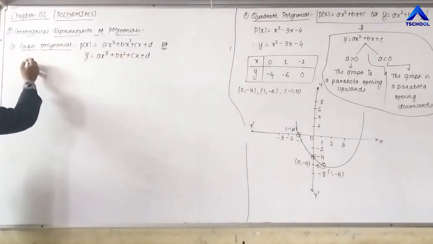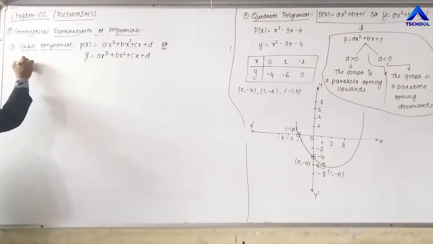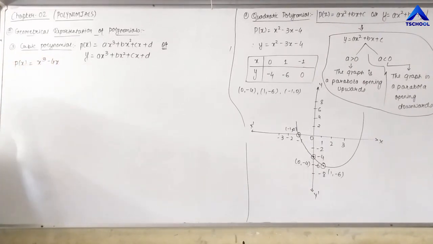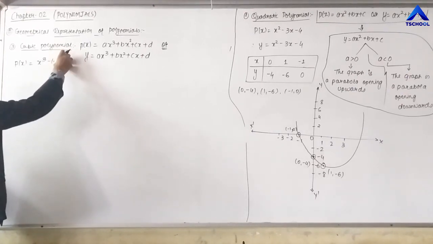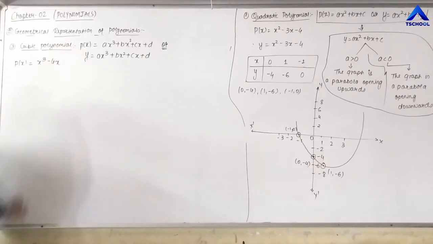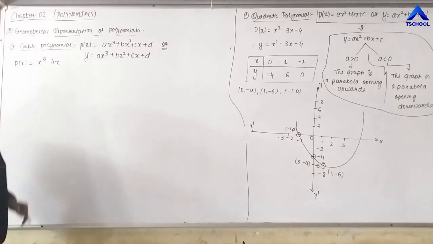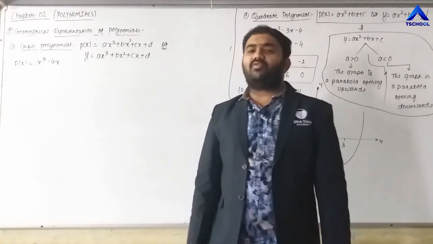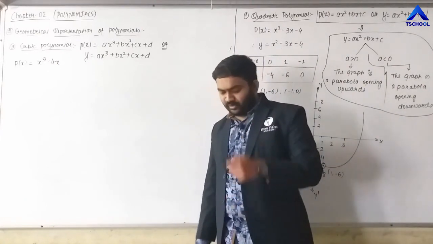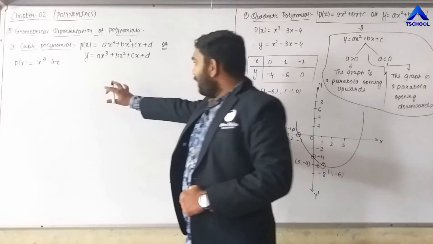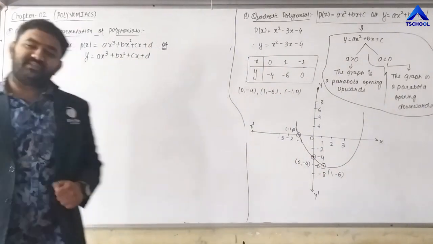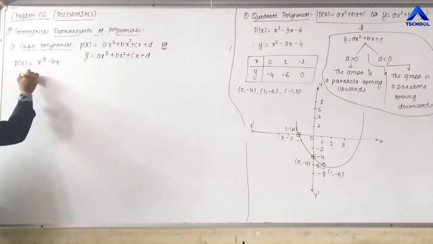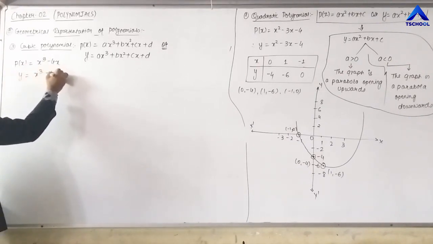So let me write down an example here: p of x equals x cube minus 4x. Note that I have taken a very simple example. I have not taken a complicated example which has all the variables present, so it would be tedious for us to draw the graph of that. So p of x is equal to x cube minus 4x, or let me write it as y equals x cube minus 4x.